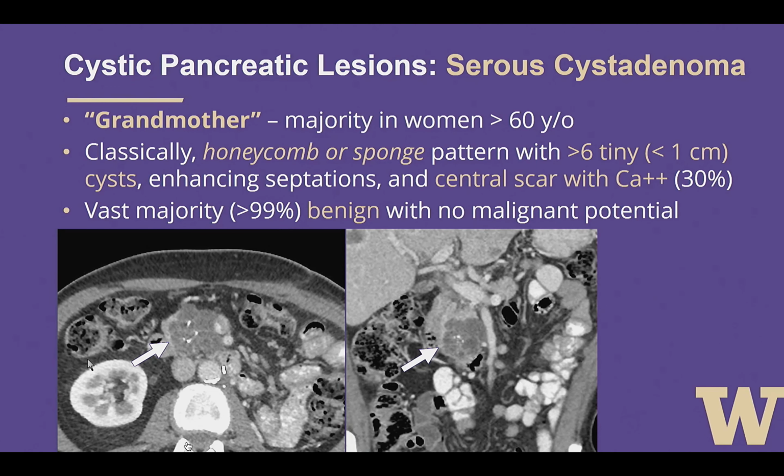Serous adenomas are termed the grandmother lesion. Most occur in women greater than the age of 60. The classic appearance being multiple tiny cystic lesions or cystic components in a honeycomb or sponge pattern, with 30% of these having a central scar with calcification.